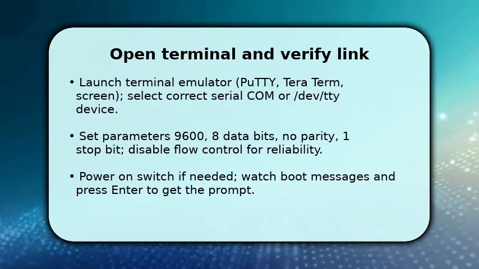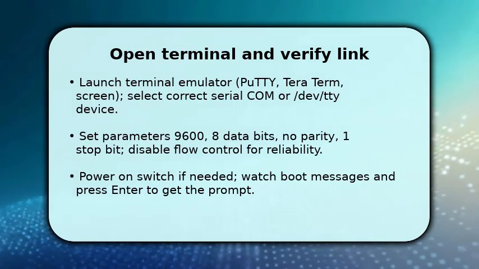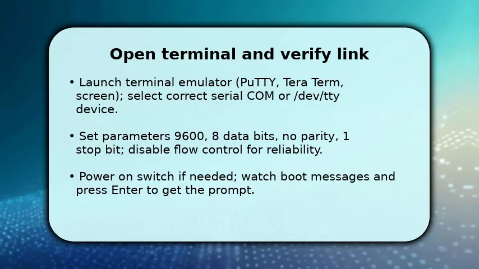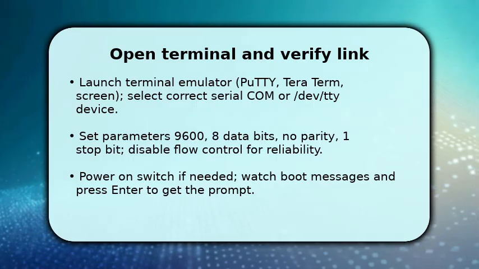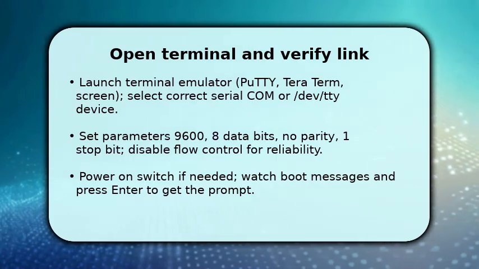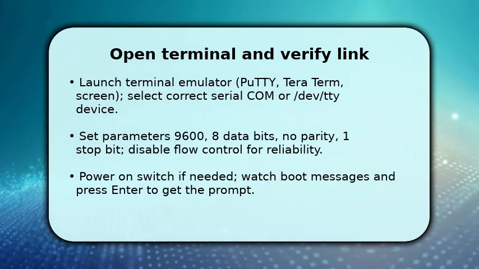Once the cable is connected, open your terminal emulator and select the serial port assigned to the adapter so you target the right device. Make sure the settings are 9600 baud, 8 data bits, no parity, 1 stop bit, and disable flow control. This matches Cisco defaults and prevents input loss.